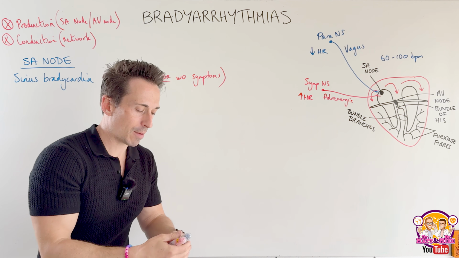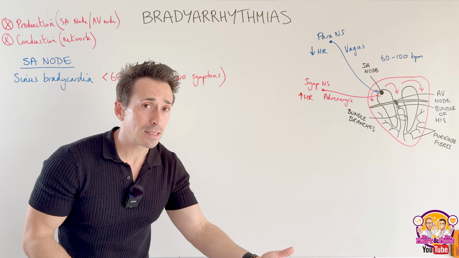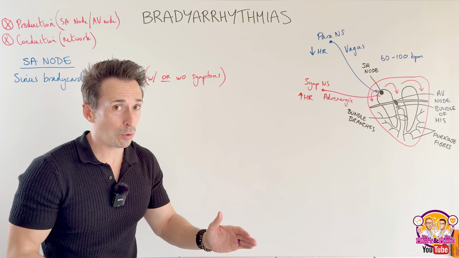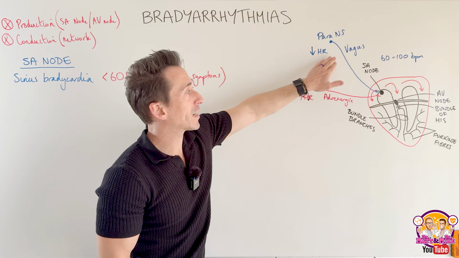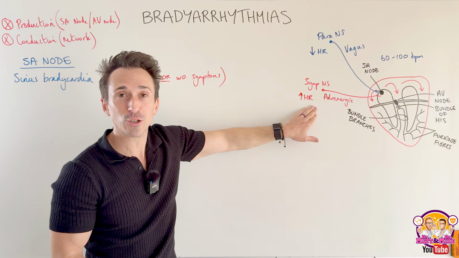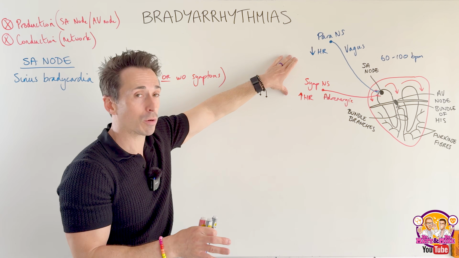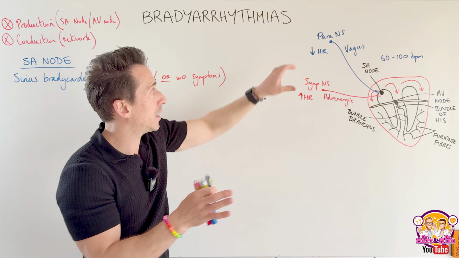This is important to understand because if you're looking at sinus bradycardias, it can be due to either an overactivation of the vagus nerve or an underactivation of the sympathetic nervous system. Now that's not all that causes it, but they're two important causes. So let's have a look here.